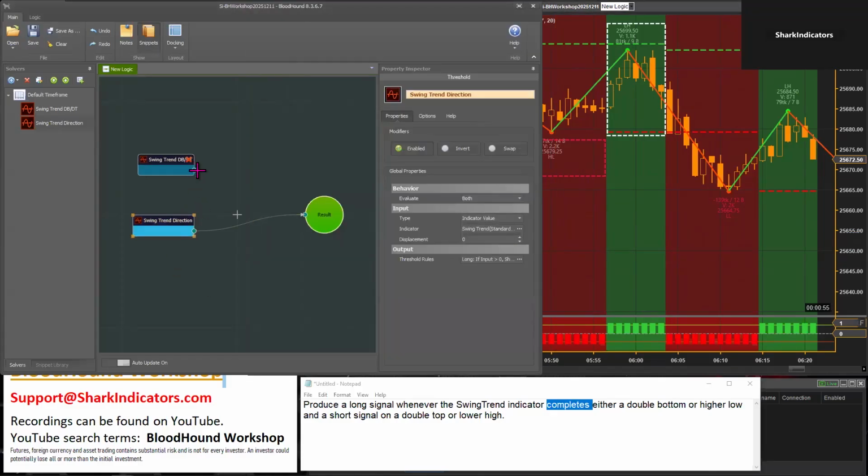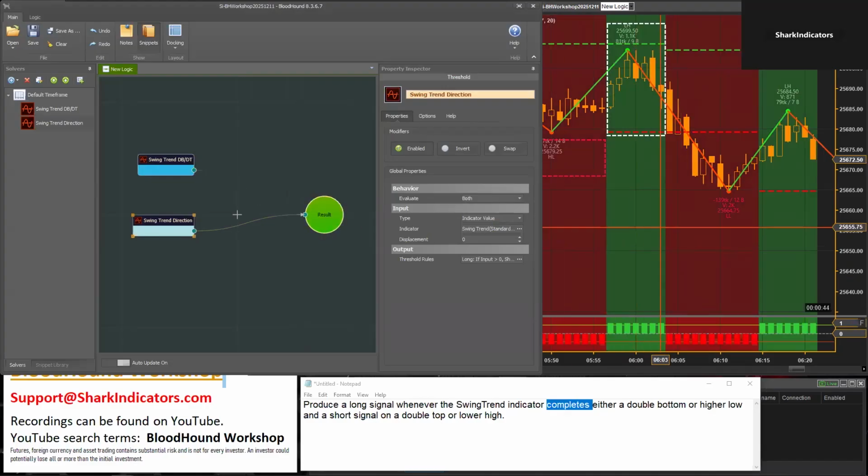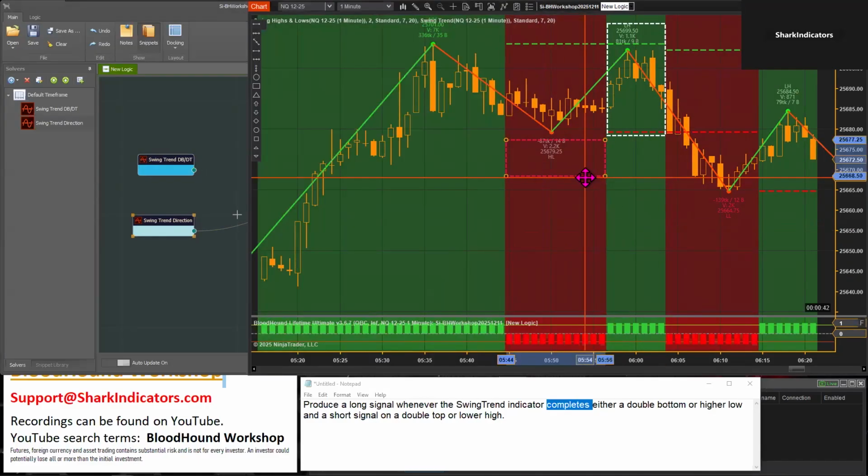So now we need to compare these two. On this one here, actually, I was looking at the wrong spot. There we go. Let's copy this over here.